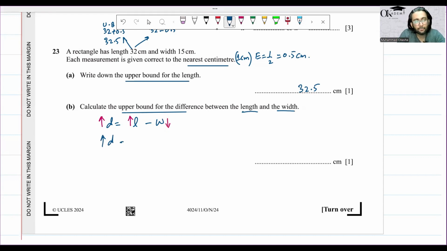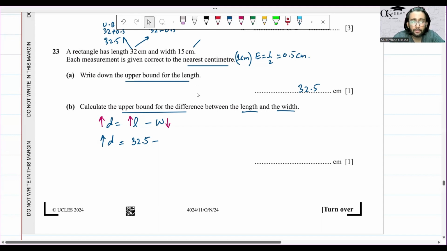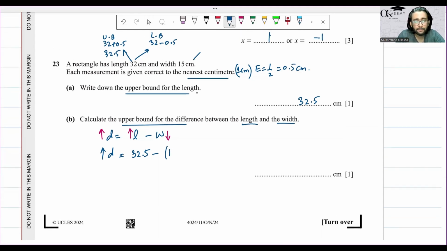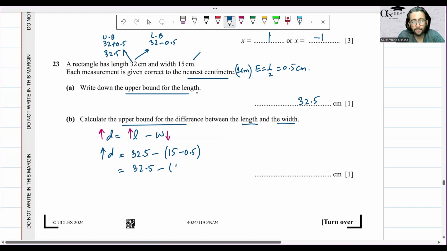So the upper bound of the difference would be the upper bound of length, which is 32.5, minus the lower bound of width. We didn't do the upper and lower bound of the width, so let's do that real quick. The lower bound of the width would be just 15 minus 0.5, right? So that is 14.5. What is 32.5 minus 14.5?